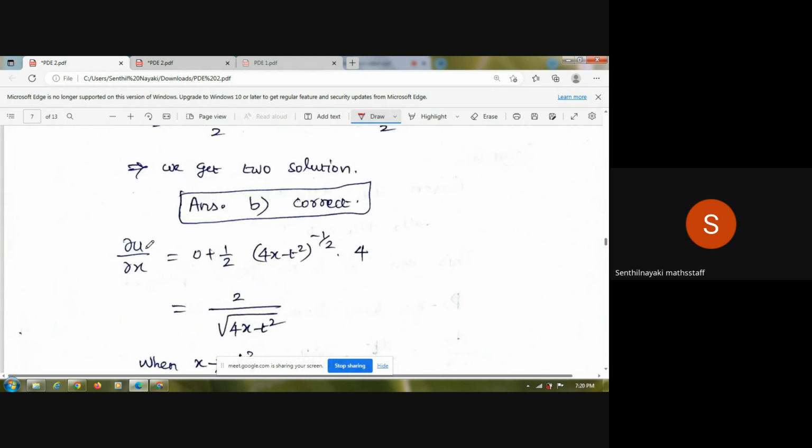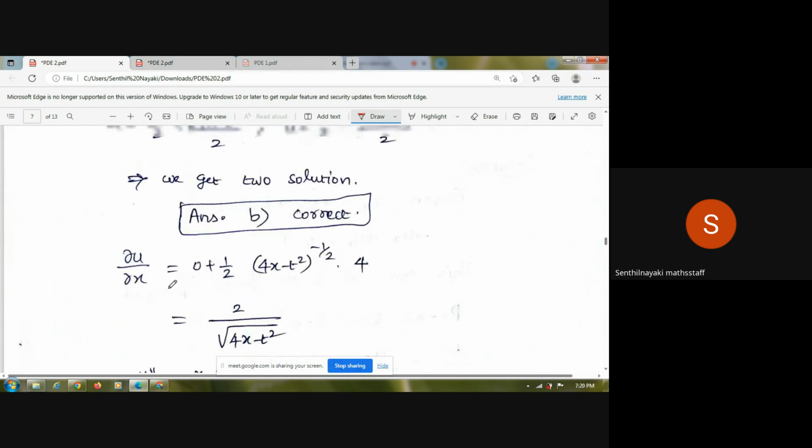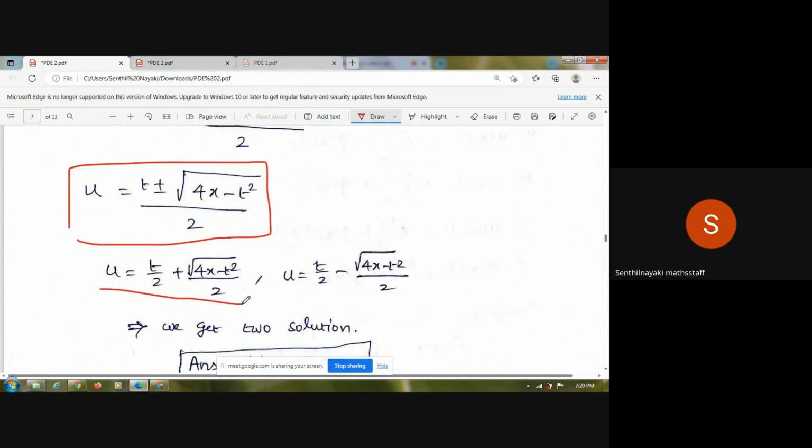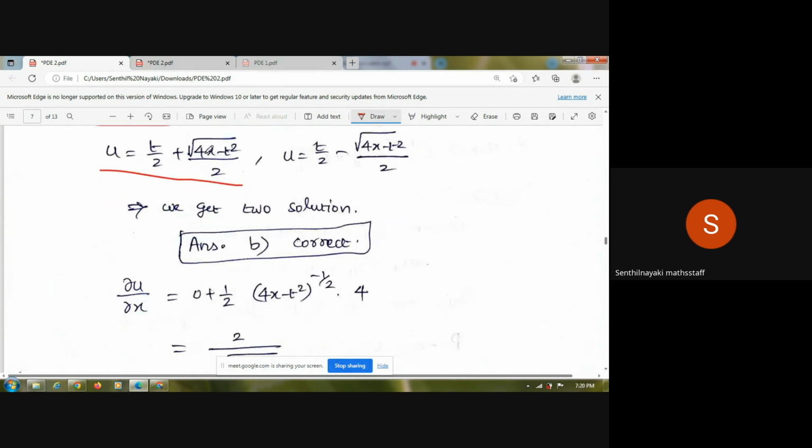If you differentiate dou u by dou x, if you differentiate this u with respect to x, then this term becomes 0.